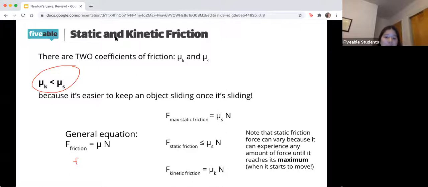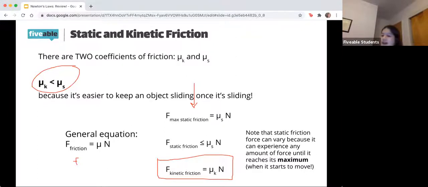And then three more equations to remember. Kinetic friction is the easiest. It's just F k equals mu k times N. But static friction has two. And the reason why is because, again, static friction is kind of tough.